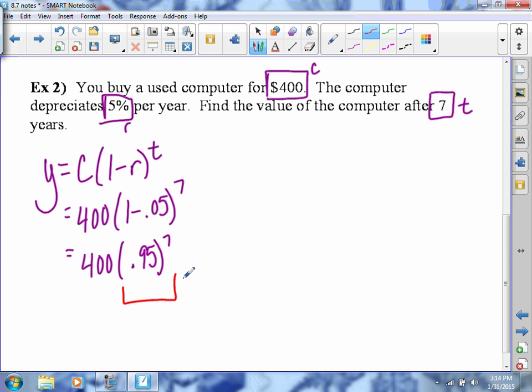Remember, just like the previous section of notes, we're just doing the 0.95 to the 7th. Don't do the 400 times the 0.95 because that's going to change the base. That changes the number that you're raising to the 7th power. We just want the 0.95 to be to the 7th power. And then when you put that into your calculator, remember this is money, so you should get $279.33 when you round to 2 decimal places.